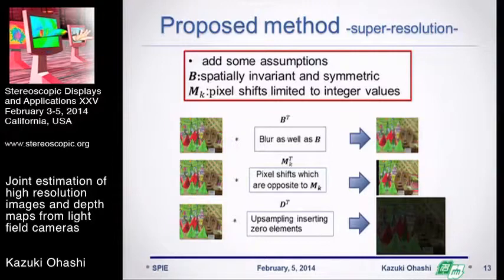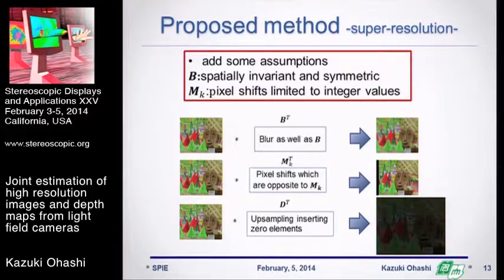Thus, we add some assumptions to each matrix decomposed from AK. The blur matrix B is assumed to be spatially invariant and symmetric. The motion matrix MK is assumed to be a pixel shift limited to integer values. Regarding the transpose of B, the transpose of B is equal to B, so it is implemented by a smoothing filter. Next, the transpose of MK represents pixel shifts that are opposite to MK.